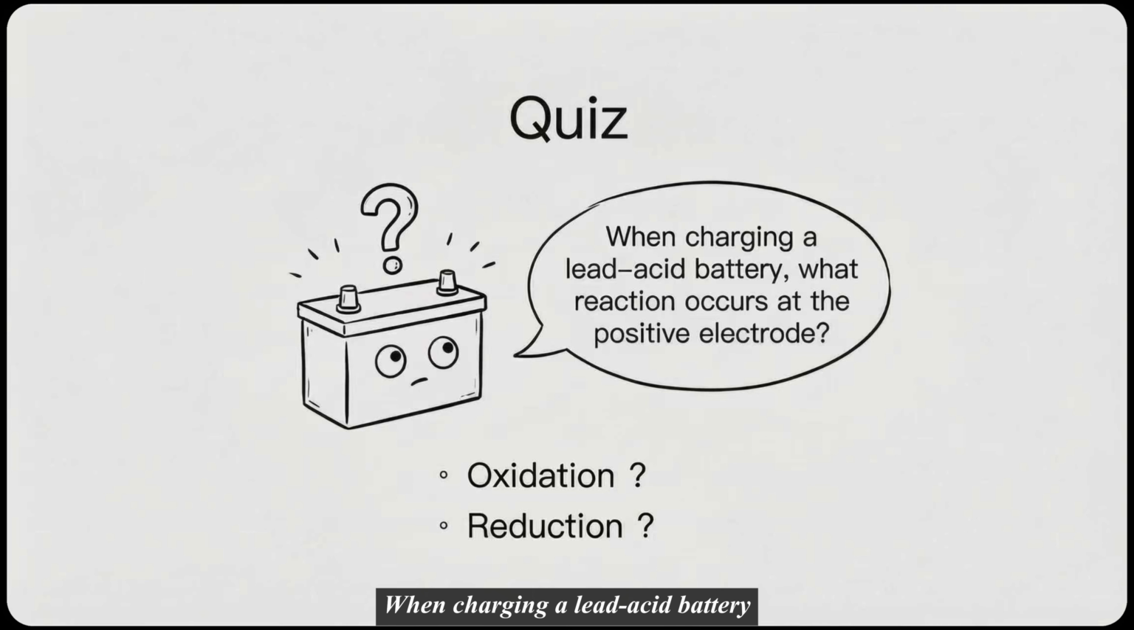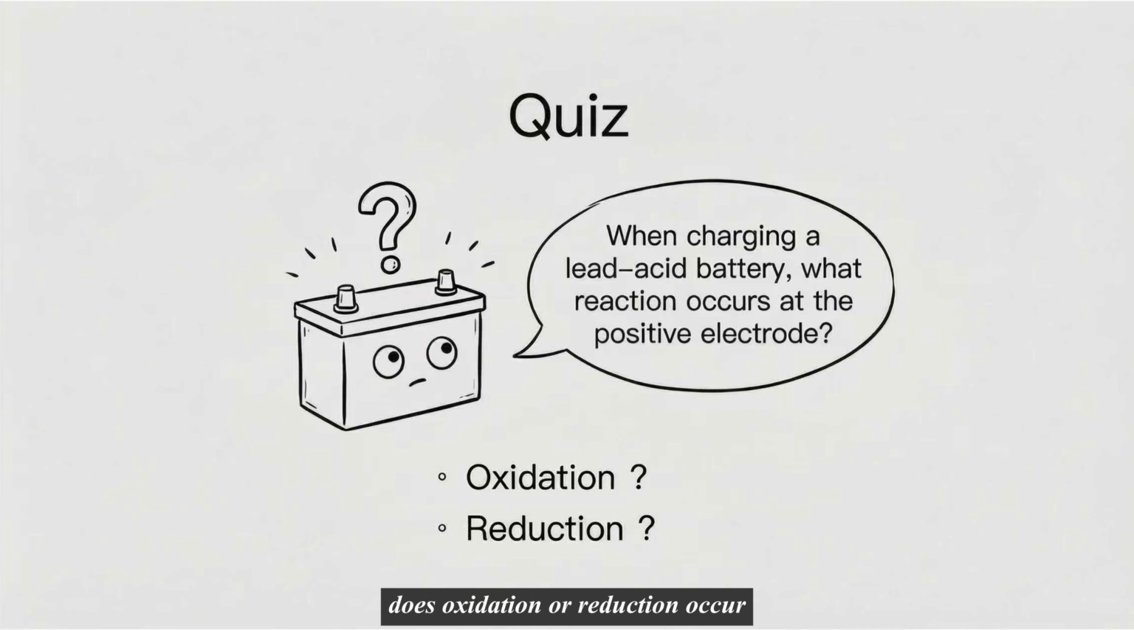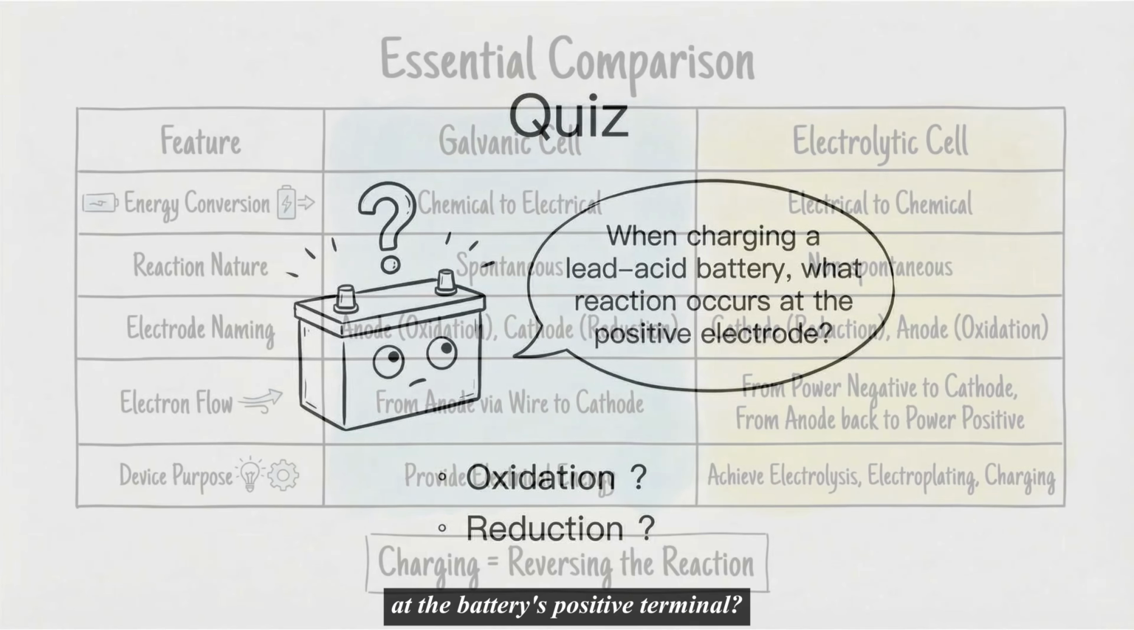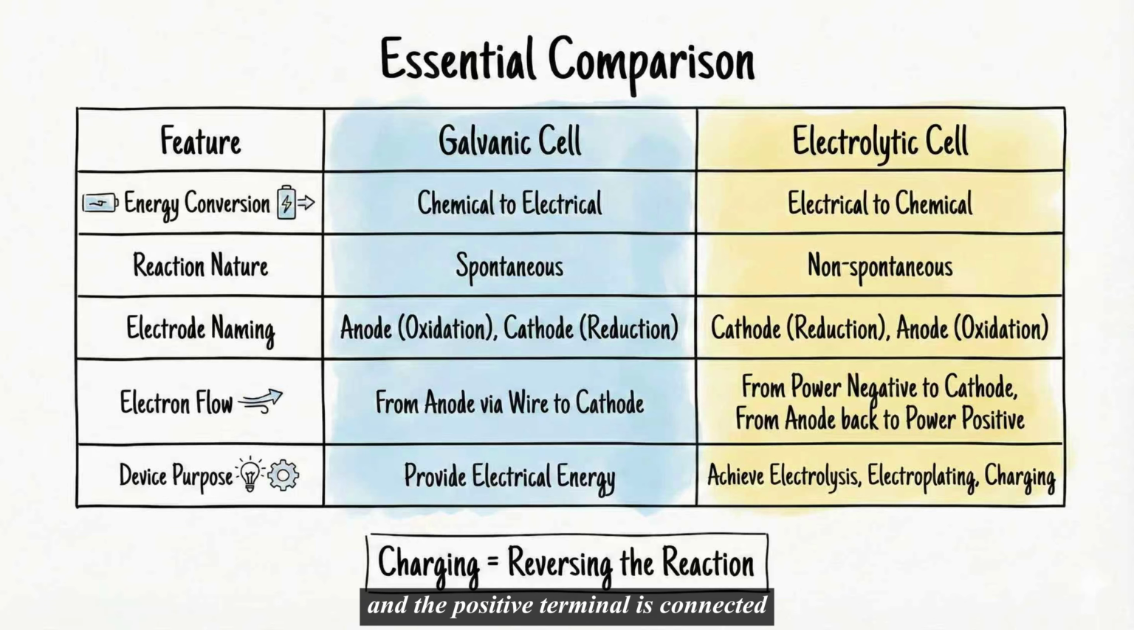Time for a quiz. When charging a lead-acid battery, does oxidation or reduction occur at the battery's positive terminal? Hint: charging is the electrolytic mode, and the positive terminal is connected to the positive terminal of the power source.